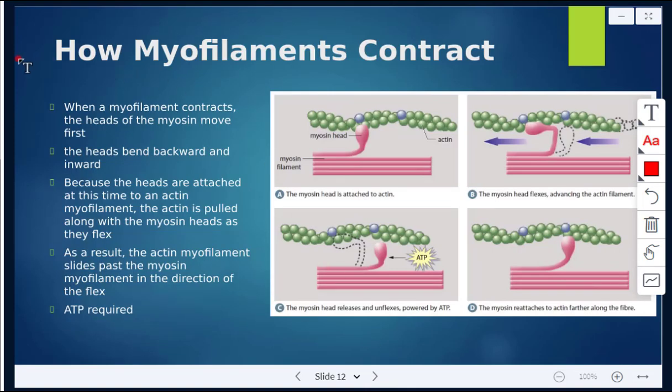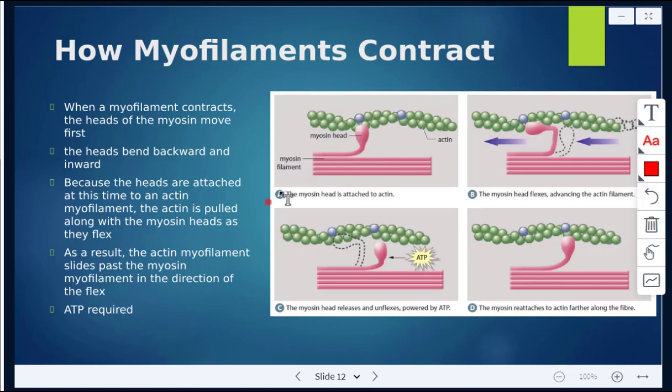All right, so how do myofilaments contract? When a myofilament contracts, the heads of the myosin move first. The heads bend backward and inward. Because the heads are attached at this time to an actin myofilament, shown here, the actin is pulled along with the myosin heads as they flex. As a result, the actin myofilament will slide past the myosin myofilament in the direction of the flex, and ATP is required for this to occur.